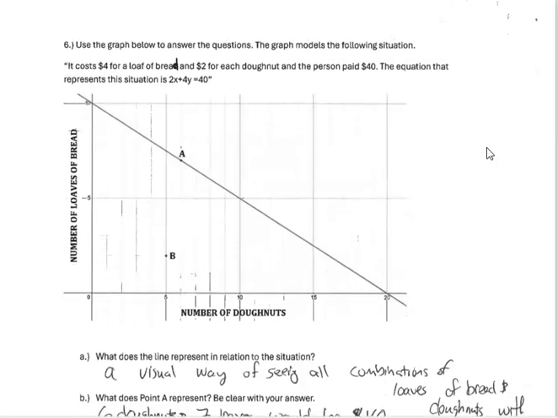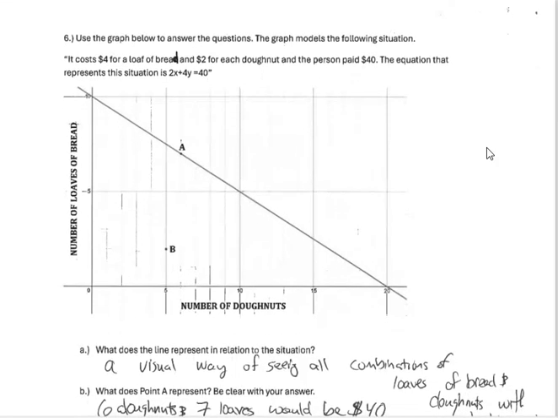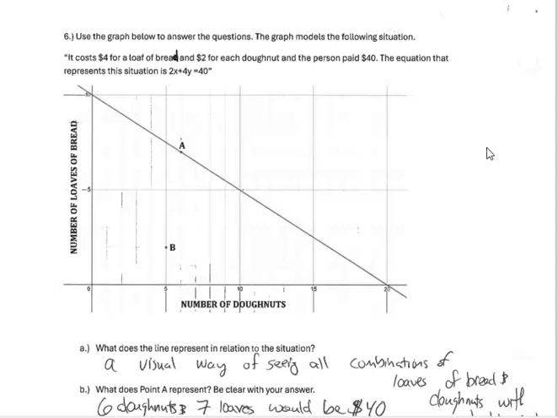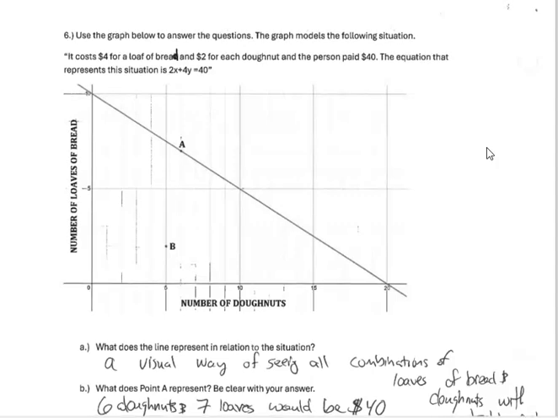Now the next thing was just looking at graphs and making sense of the graphs. So this was saying a person spent $40 on donuts and loaves of bread, which I spelled wrong. There are different variations. They could buy all just bread, all just donuts, or some combinations of donuts and bread and end up with $40.